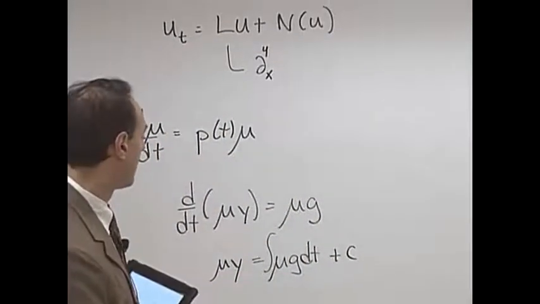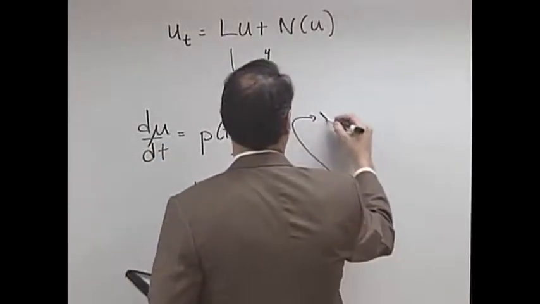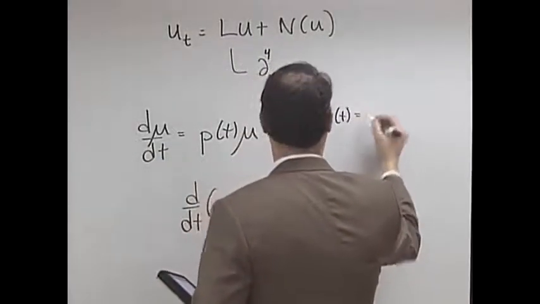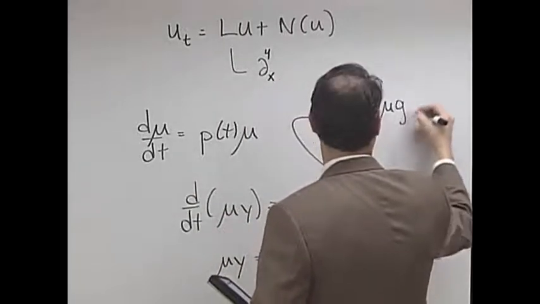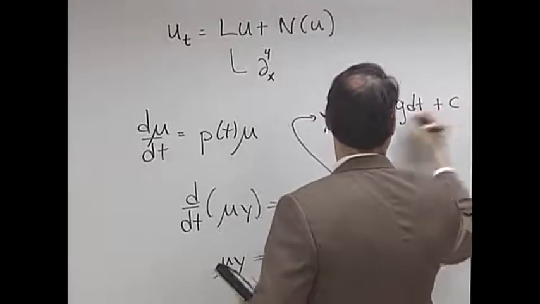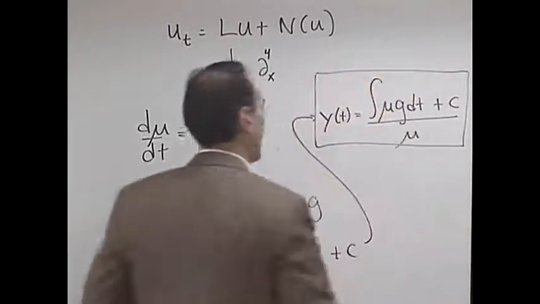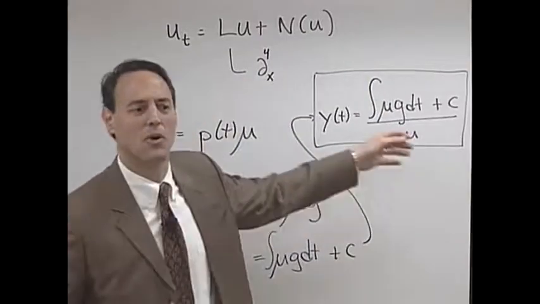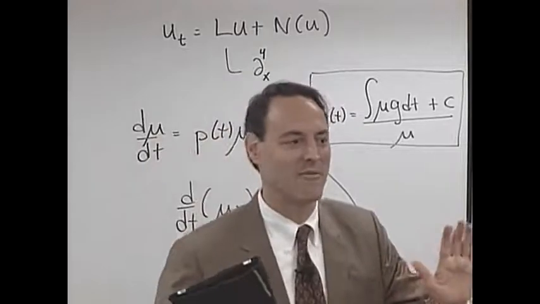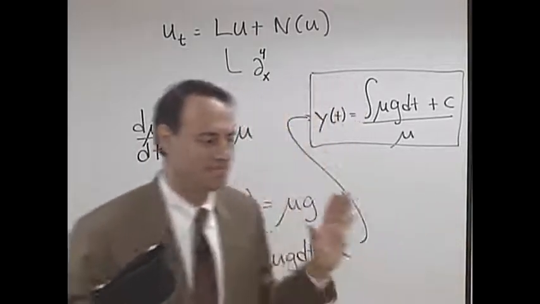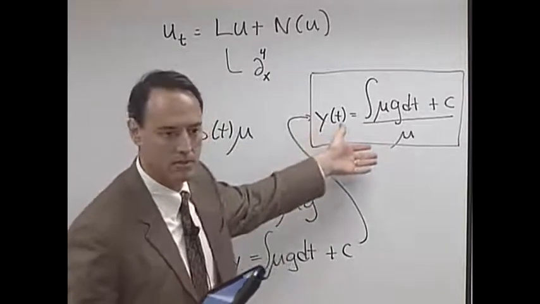And then that lets me write down what y is. Let me do it up here so everybody can see it. Y of t is equal to the integral of mu times g dt plus some constant, all over mu. And we put that in a box in any good differential equations book. It will be in a box or in a shaded region or something. It is your highlighted formula. And that's how you get your solution.